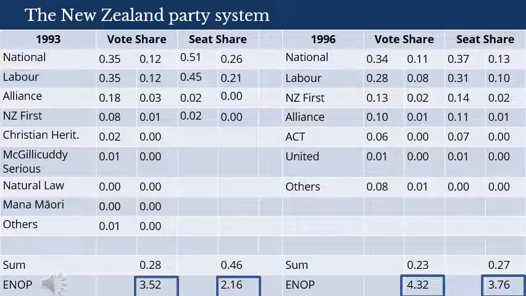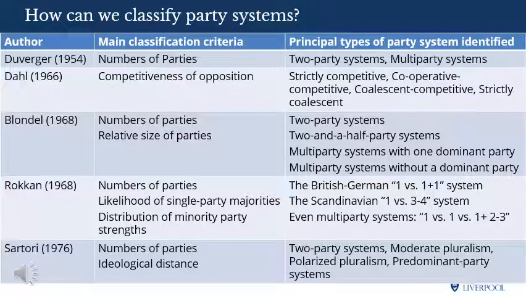So there are numerous ways that we can count relevant parties in a party system. Now we'll look at how we can classify party systems as a whole. So how can we classify party systems? Duverger's classification was pretty basic. He looked at whether a party system contained 2 parties or was multi-party. And obviously, analytically, that's not very useful.